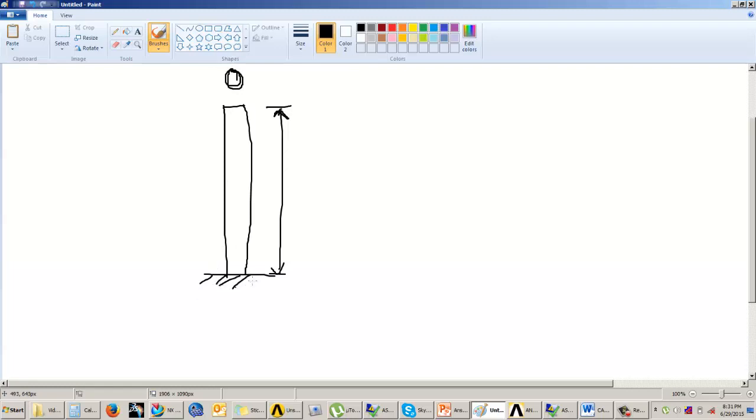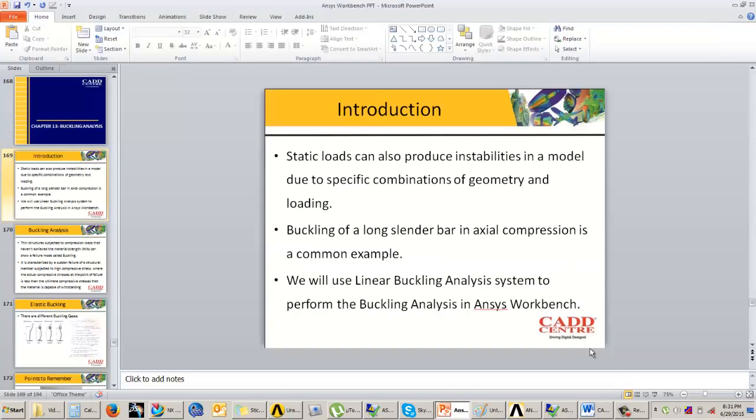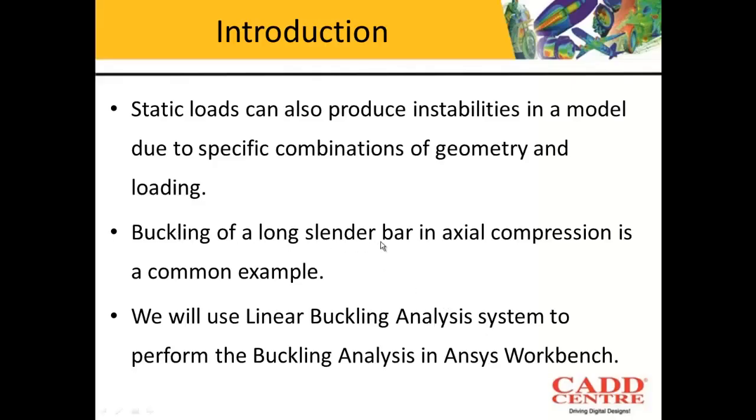When we have such a slender object which is subjected to an axial compressive load, this object will tend to bend like this. When the force is continuously applied, it will tend to bend more. But at one specific point, the model will completely buckle and it will fail. So we have to calculate at what load the buckling will occur. That is why whenever we talk about buckling analysis, the buckling of a long slender bar is generally taken as the most common example.